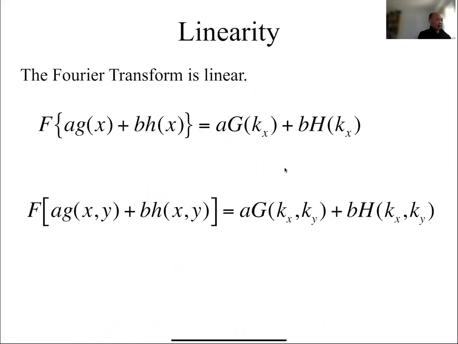Another important concept is linearity. The Fourier transform is going to satisfy linearity. So the Fourier transform of a·g plus b·h is equal to a times the Fourier transform of g plus b times the Fourier transform of h. And you can do that in both 1D and 2D.